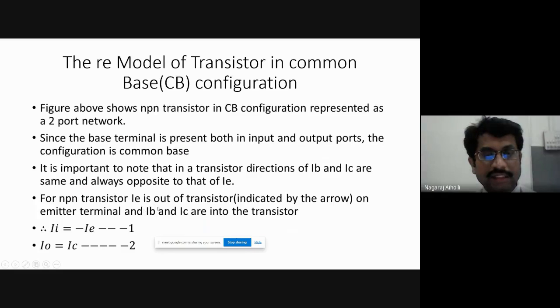In the NPN transistor, IE is out of the transistor, indicated by the arrow mark on the emitter terminal, and IB and IC are into the transistor. Therefore, we take II is equal to minus IE and Io is equal to IC.